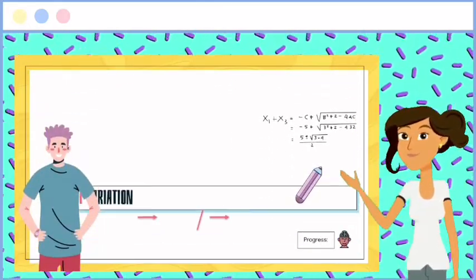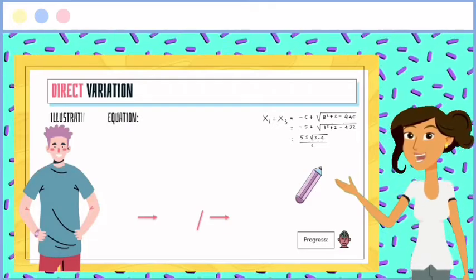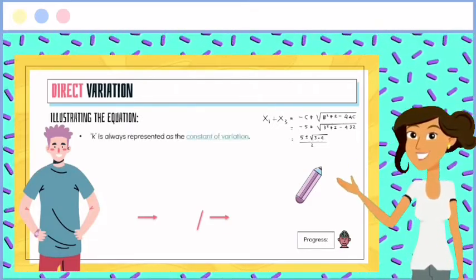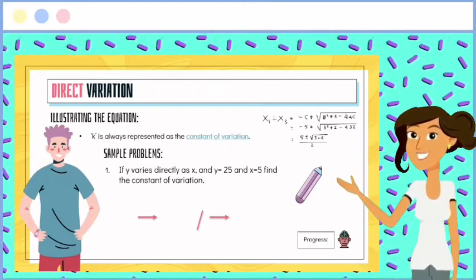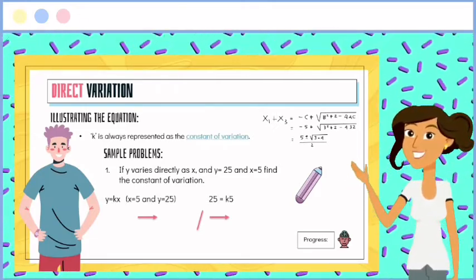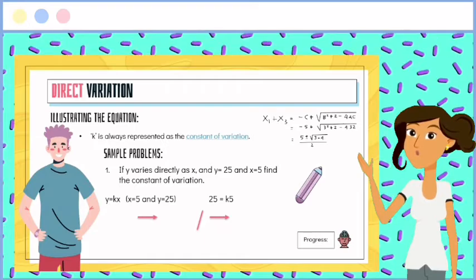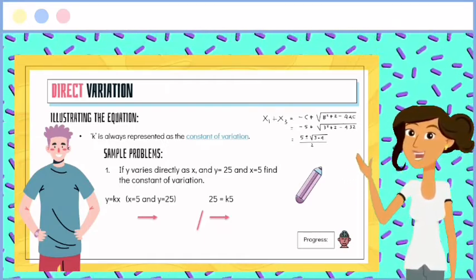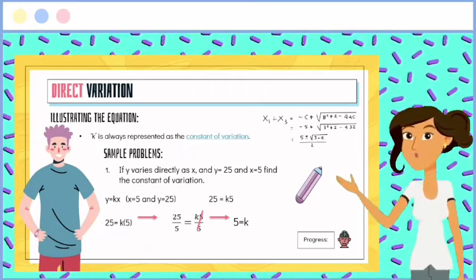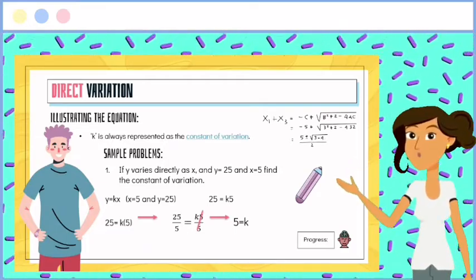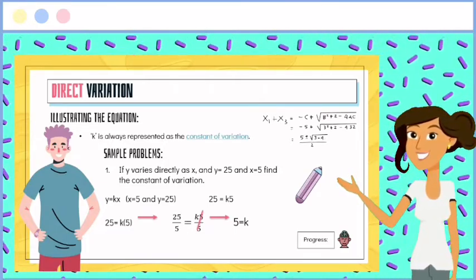So here is another sample problem. If y varies directly as x and y is equals to 25 and x is equals to 5, find the constant of variation. So first we have to illustrate the equation, which will equals to y is equals to k, or constant of variation, x.